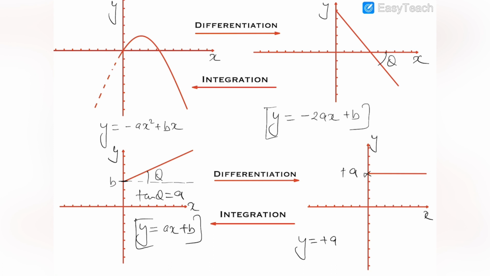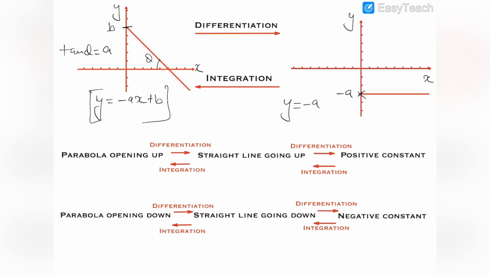And the same goes in the reverse direction for integration. Now if this straight line is going down, irrespective of whether it is passing through the origin or not, then its equation would be like that, and its derivative would be a negative constant.